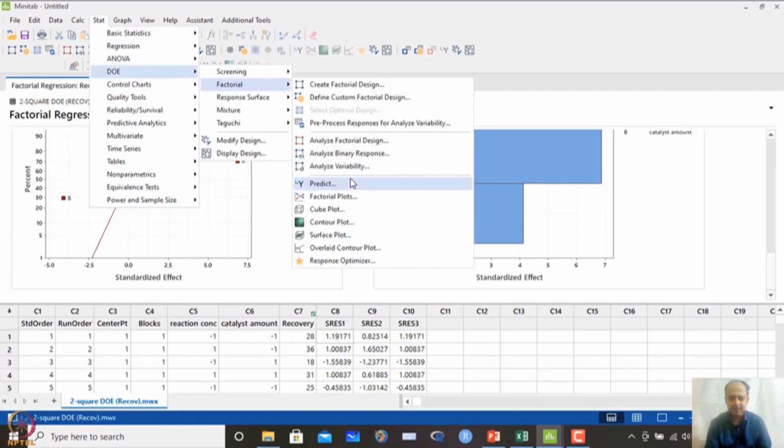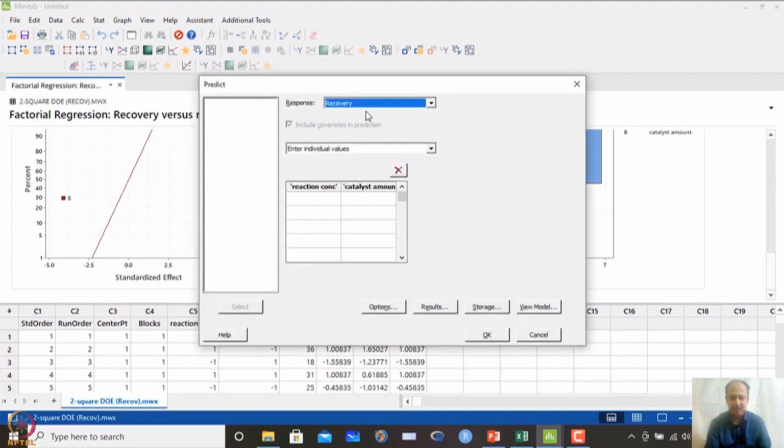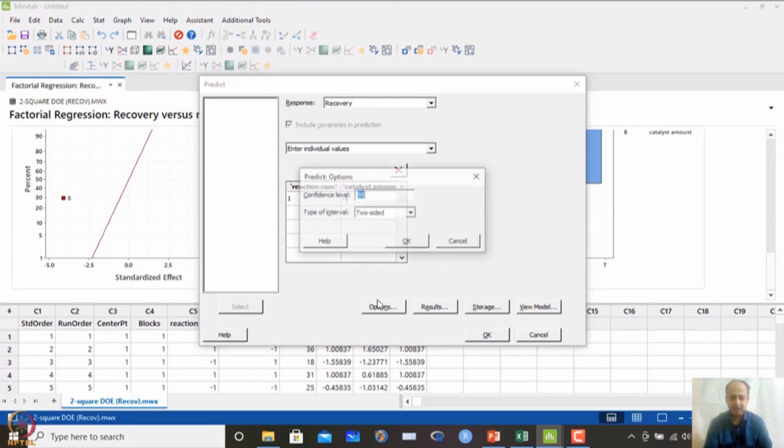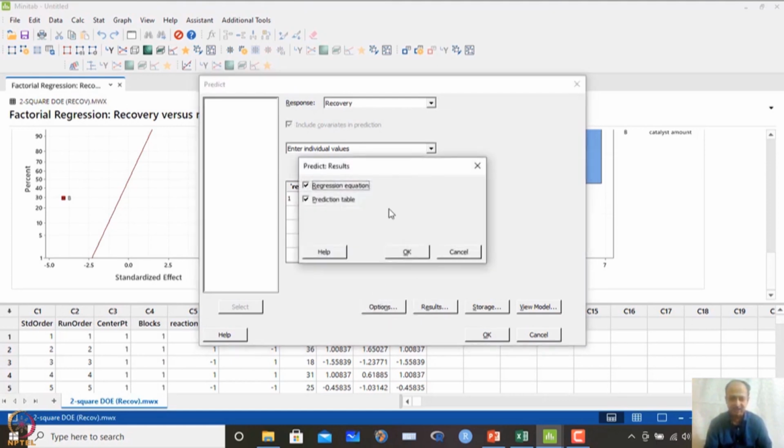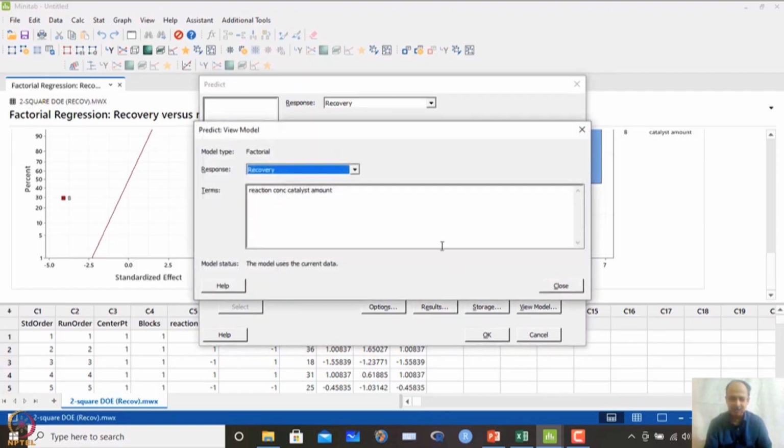We can also make predictions, so that if it is 1 and minus 1, that is the expected value. In this case I want to maximize recovery, but I am getting this combination. So reaction time will be 1 and this will be minus 1, let us say. Tell me what is the expected recovery value of the CTQ. In options you do not change anything, results we keep as they are. Storage we are not saving anything, and view the models.